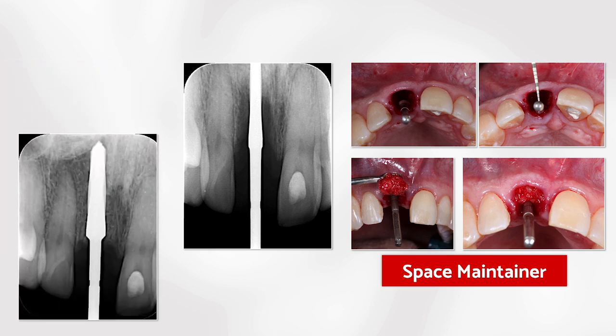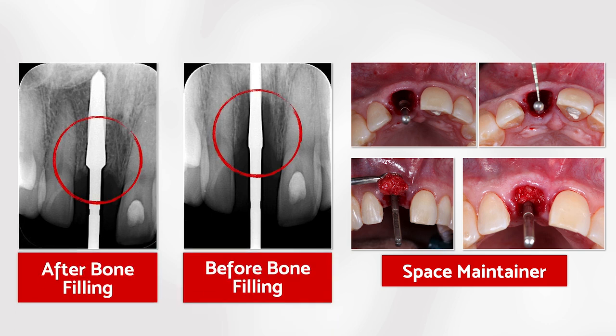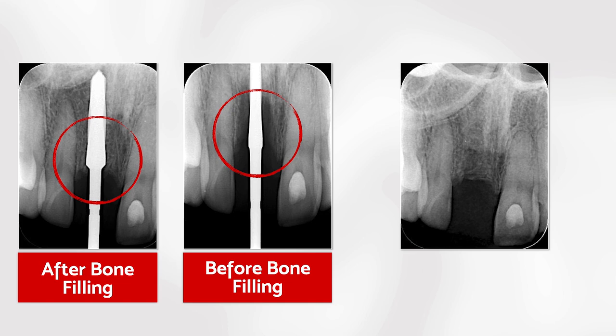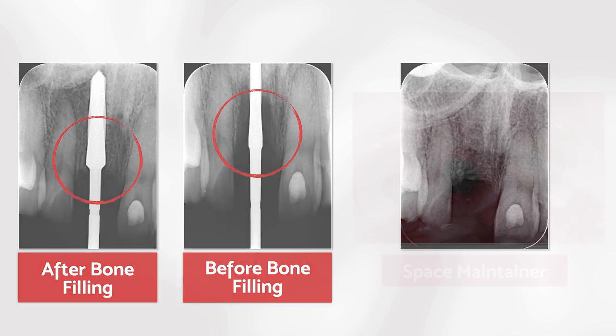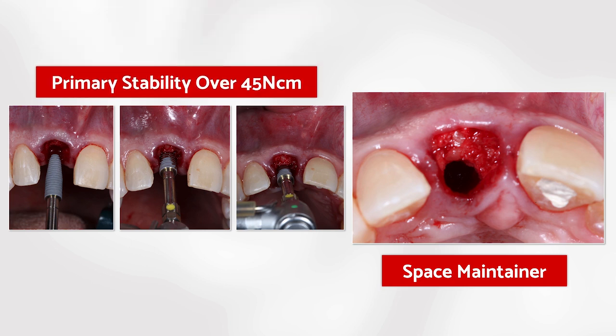And after bone compaction, you can see the X-ray that was taken right after this step. And here you can see before and after bone filling. And pay attention that we didn't lose any empty spaces around this drill. This X-ray was taken right after we removed the drill from the position. This picture was taken right after the drill was removed from the bone bed and the implant was inserted, and we got the primary stability over 40 Newton centimeter.